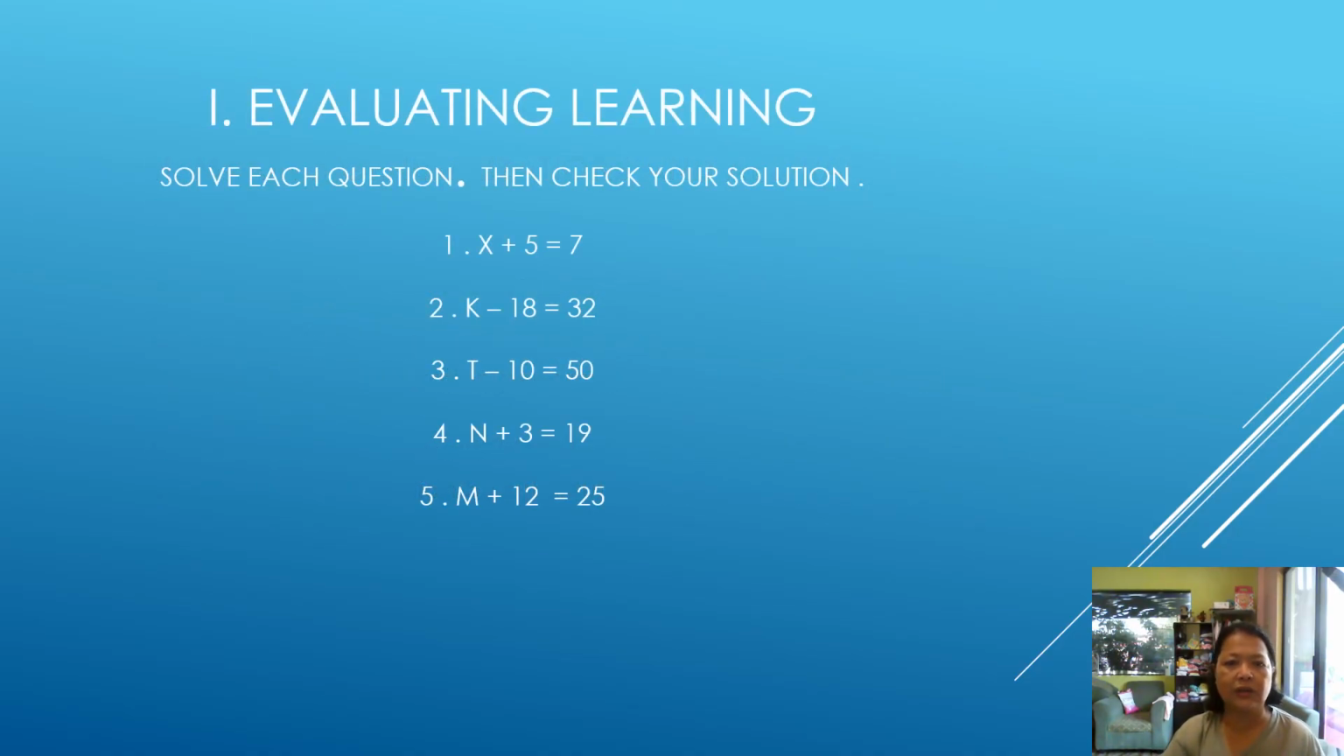Okay, evaluating learning. Solve each question, then check your solution. Get one half sheet of paper and you are going to answer these 5 questions. Number 1, x plus 5 is equal to 7. Number 2, k minus 18 is equal to 32. Number 3, t minus 10 is equal to 50. Number 4, n plus 3 is equal to 19. And number 5, m plus 12 is equal to 25. So you are going to answer those 5 questions in 20 minutes. Thank you.